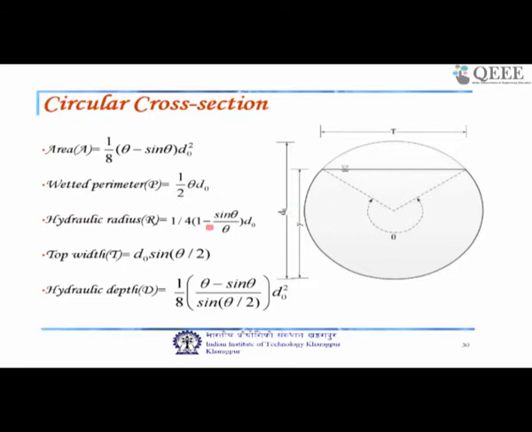So, the approach is the same. We need to divide the cross section into different parts, or if it is not possible, we can get the parameters by integrating different parts.